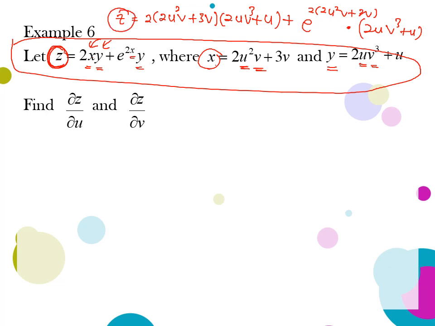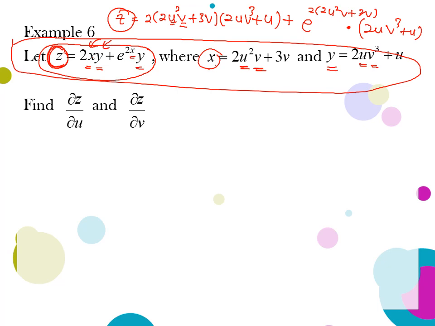Alright, if you rewrite your z in terms of u and v, we just simplify the writing into x and y function, so that it looks nicer and neat and tidy.